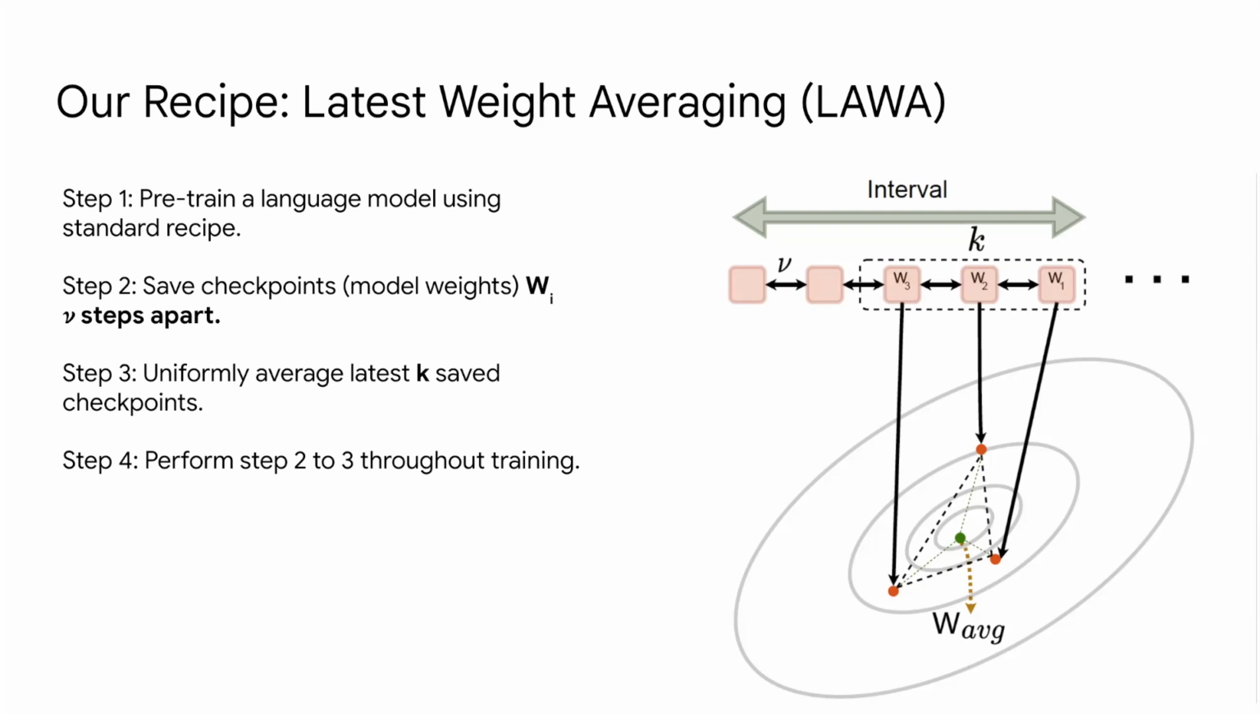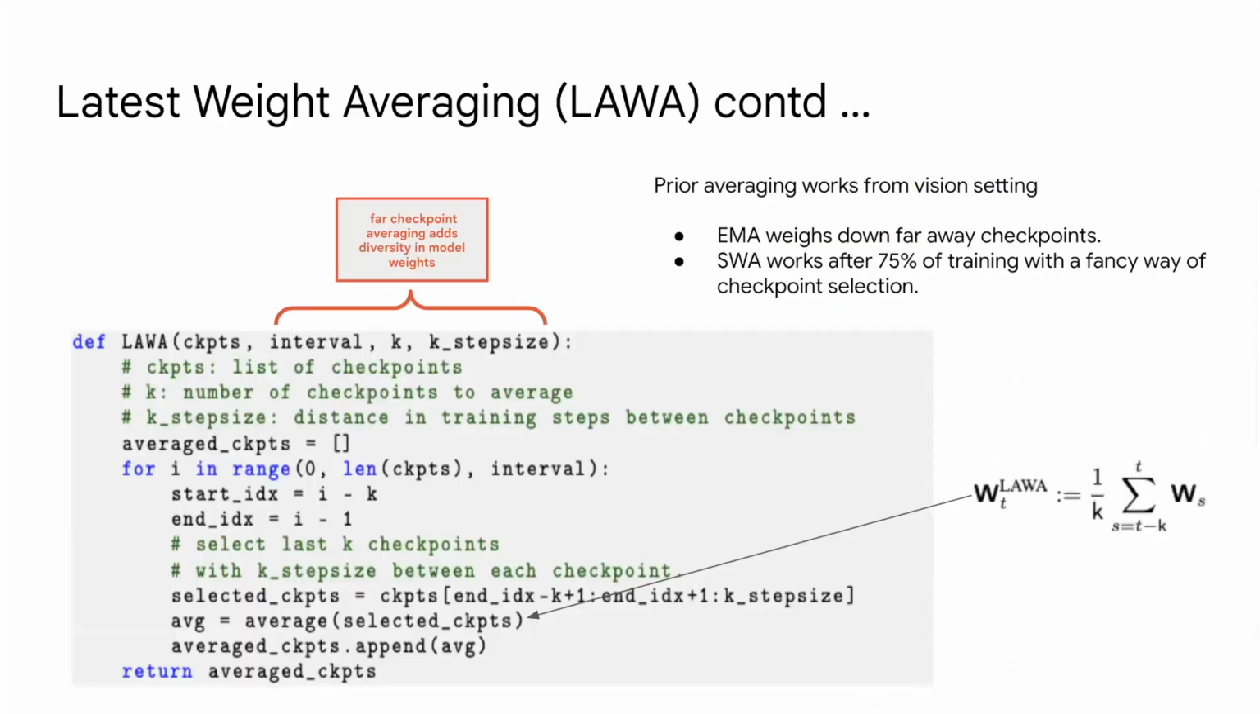Then just uniformly average the last K saved checkpoints. We call this specific form of averaging latest weight averaging, because we are averaging the last K latest checkpoints rather than keeping a moving average of the checkpoints. Then we keep on doing step 2 to step 3 throughout the training, which makes it a tail averaging kind of recipe.